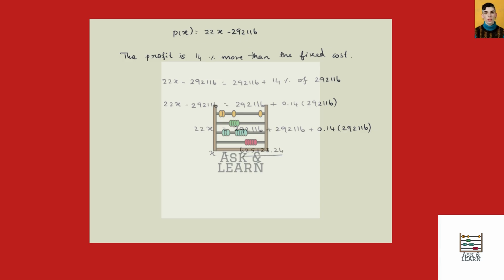Then by simplifying this, we will get 625,128.24 divided by 22. By simplifying this, we will get x equals 28,414.92, which is approximately equal to 28,415. Hence, we can say that 28,415 water bottles must be sold. I hope you understand the solution. Thank you.